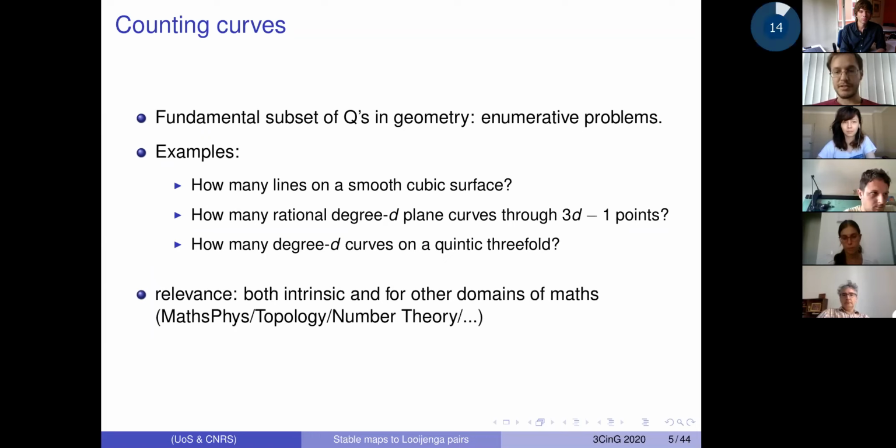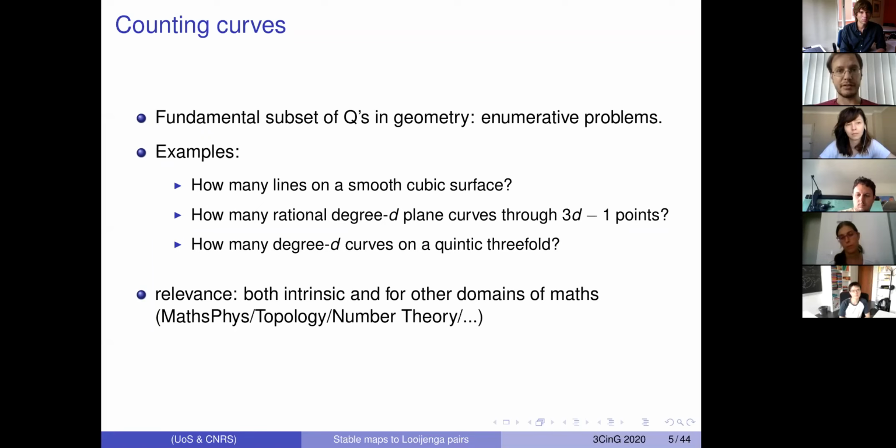The relevance is intrinsic in enumerative geometry, but these numbers are actually relevant in many other domains of mathematics, and they pop up somewhat unexpectedly in other areas of maths and mathematical physics. This connection with other fields will be very much at the heart of the second half of my talk.